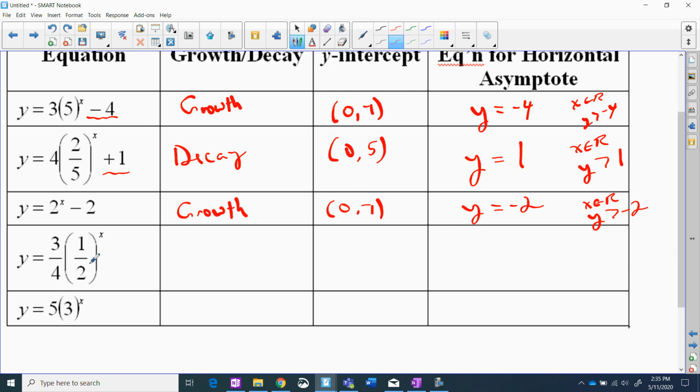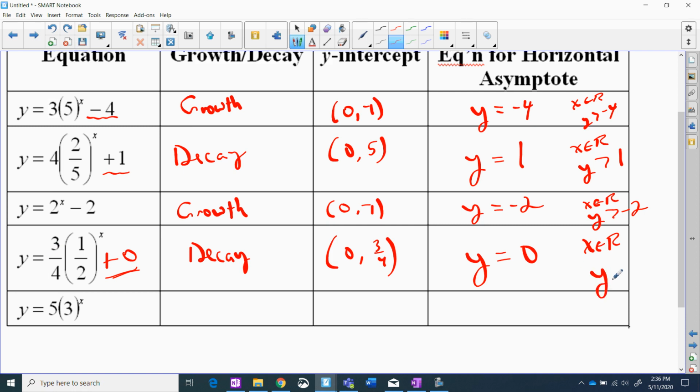Base is somewhere between 0 and 1, so this one's decay. If I wanted to get the y-intercept, I would let x be 0. 1/2 to the 0 would be 1, so this whole thing becomes 1, multiplied by your coefficient 3/4, 0, 3/4. Notice there's no number out here, so your horizontal asymptote would be y equals 0. X could be any number. None of these have reflection, so there's no reflection again. All the y values are above the horizontal asymptote.